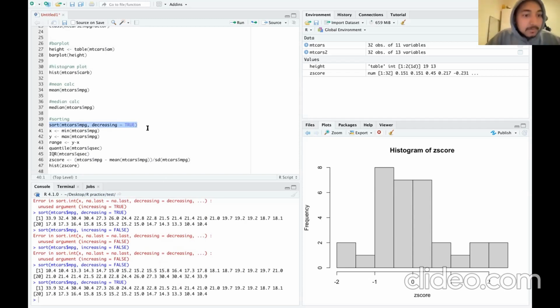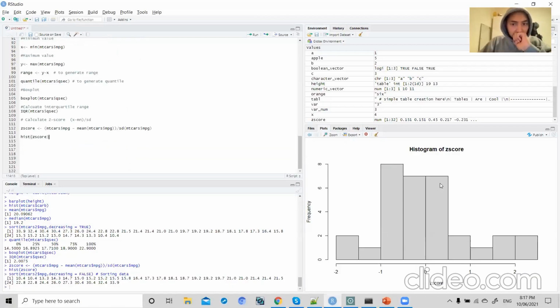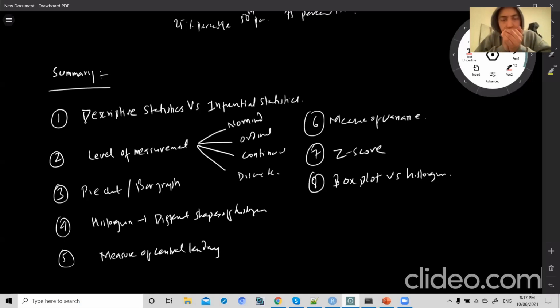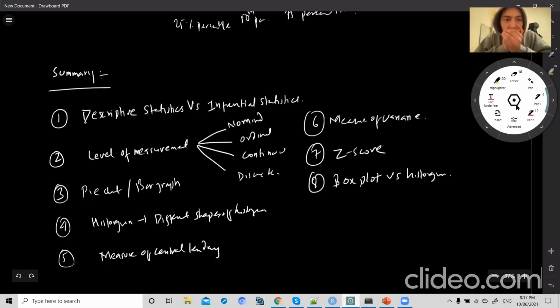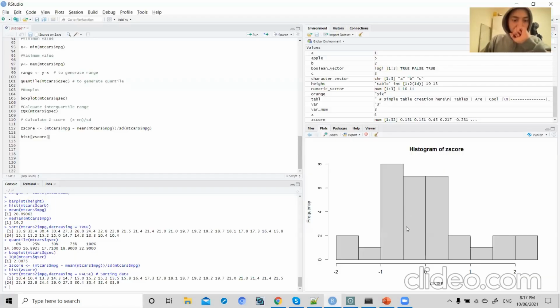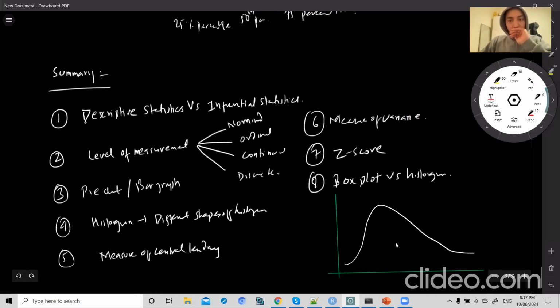Okay. So in the z-score histogram, what we can see, this histogram looks symmetrical. What do you say? No, not symmetrical. Somehow symmetrical, but then, no. Let's check. It looks something like this, right? So this looks like a bit of right skewed. Right skewed, okay.